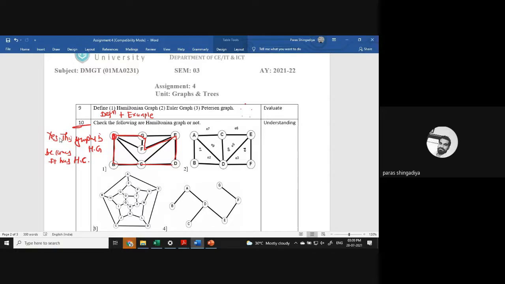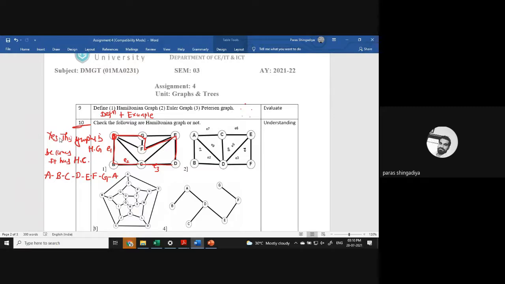Which circuit do you have to follow? A to B. If edge notation is mentioned, suppose E1 is written here, E2 here, and E3 here, then you can include it: A, E1, B, E3, C, and so on. But now you can use this to represent the path, the route. So A to B, then B to C, C to D, D to E, E to F, F to G, and G to A. That is the answer for the first one. Okay?